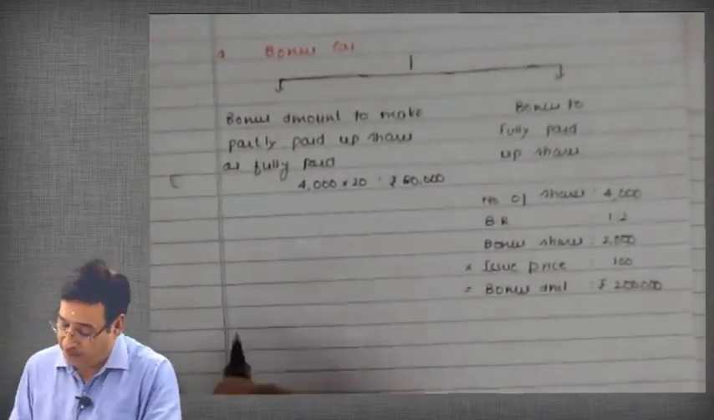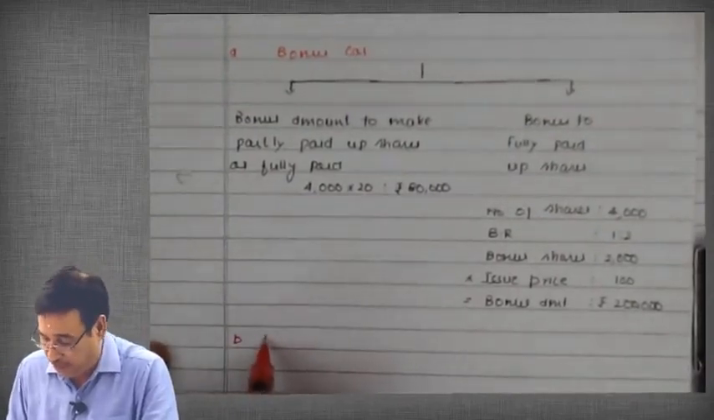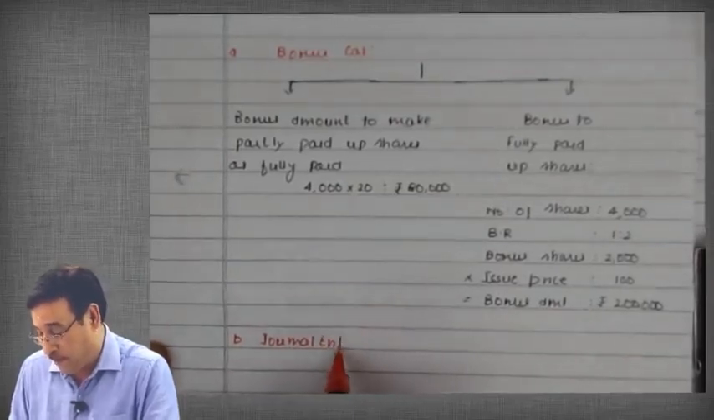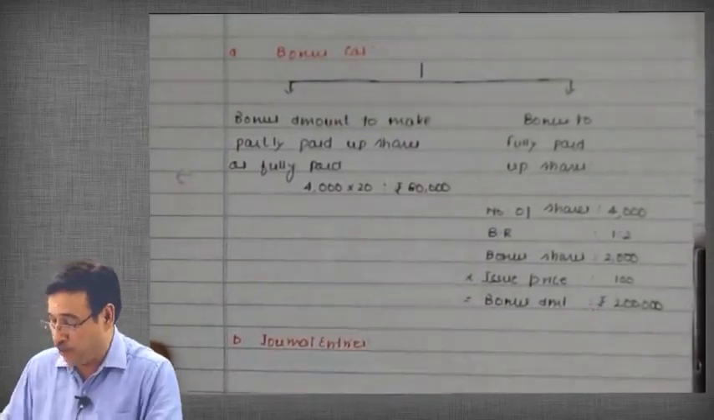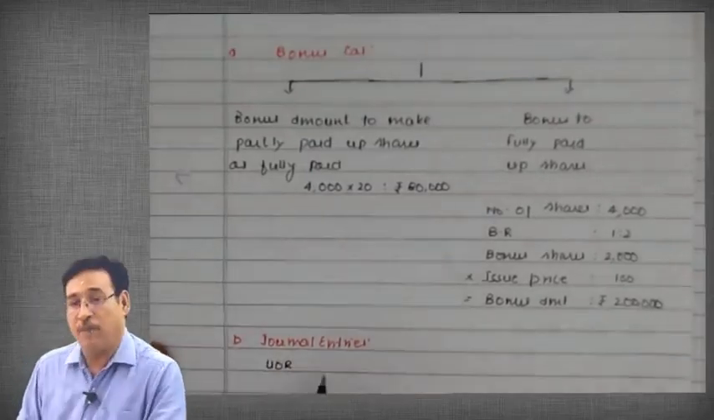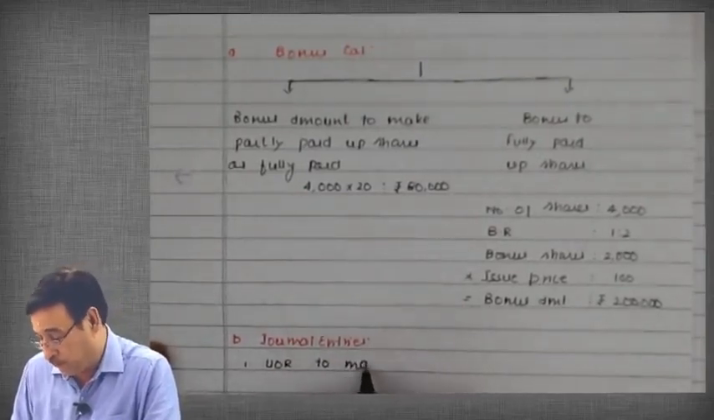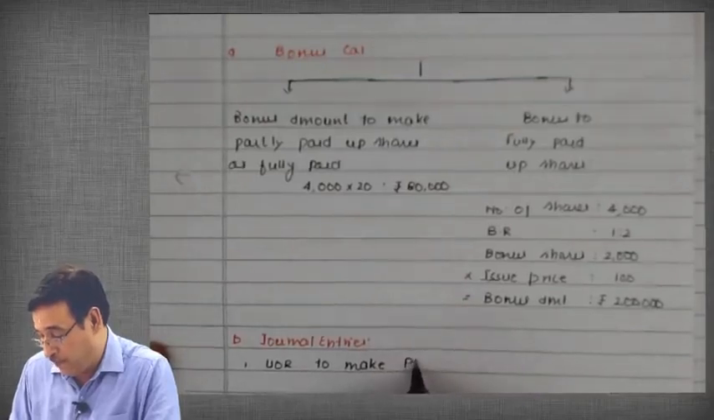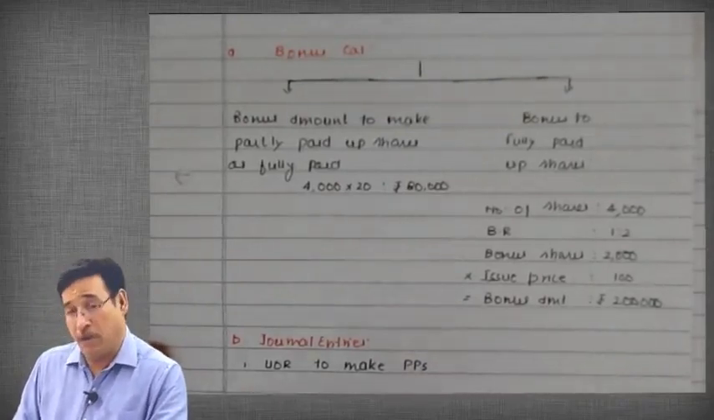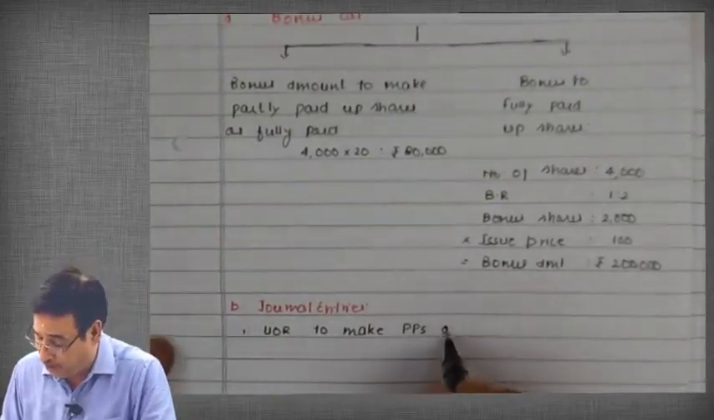Now you have computed the bonus amount, you can pass the entry quickly. So what will be your entries? Step number 2, you can easily manage this question on your own, isn't it? Journal entries. Sir, why are you doing this question? We can do it on our own. Yes, I am very sure. I am passing the direct entry. Utilization of reserves in the short form. Utilization of reserve to make partly paid up shares, PPS. I'm intentionally using the short form, but don't use them in the examination. Utilization of reserves to make partly paid up shares as fully paid.